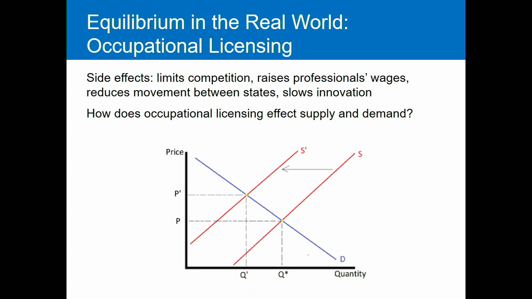It raises the professional's wages, which is good if you're one of those professionals, but it's bad if you're the person paying their salary, or paying them for the services that pays their salary. It reduces movement between states because if they're passed on the state level, you go from one state to another state, you have to reapply for a license. So it's an expensive and annoying process. It makes people less likely to move.